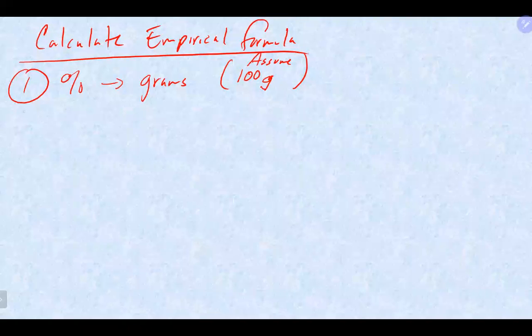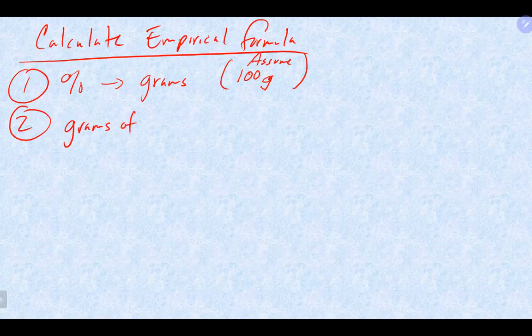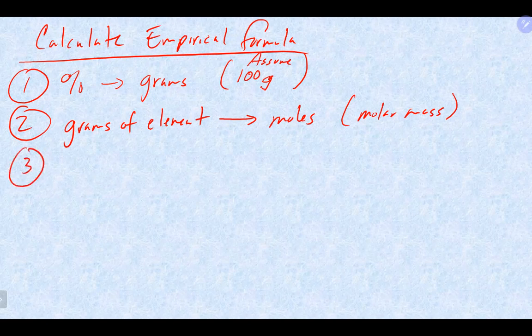Once you have the grams of each element, you then will convert it into moles. And to do that, we use the molar mass from the periodic table that we have been using in our conversions. At this point, you will have the moles of each element that are present. We then, on the third step, divide by the smallest number of moles.